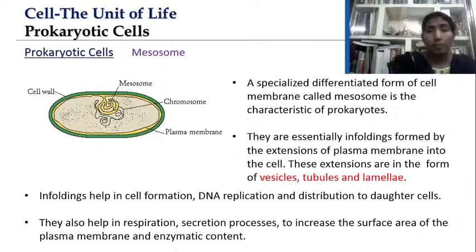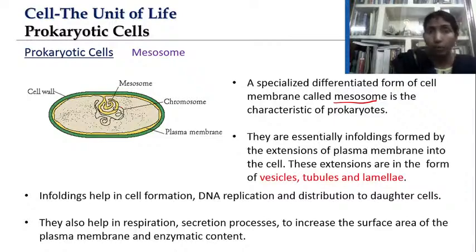Now the plasma membrane, right? We all know that the plasma membrane will retain the cytoplasm, and it is a selectively permeable layer. Now some of the plasma membrane will have invaginations inside the cell, what we call mesosomes. So the characteristic in a bacterial cell, some of the plasma membrane have invagination or infolding, what we call mesosomes.